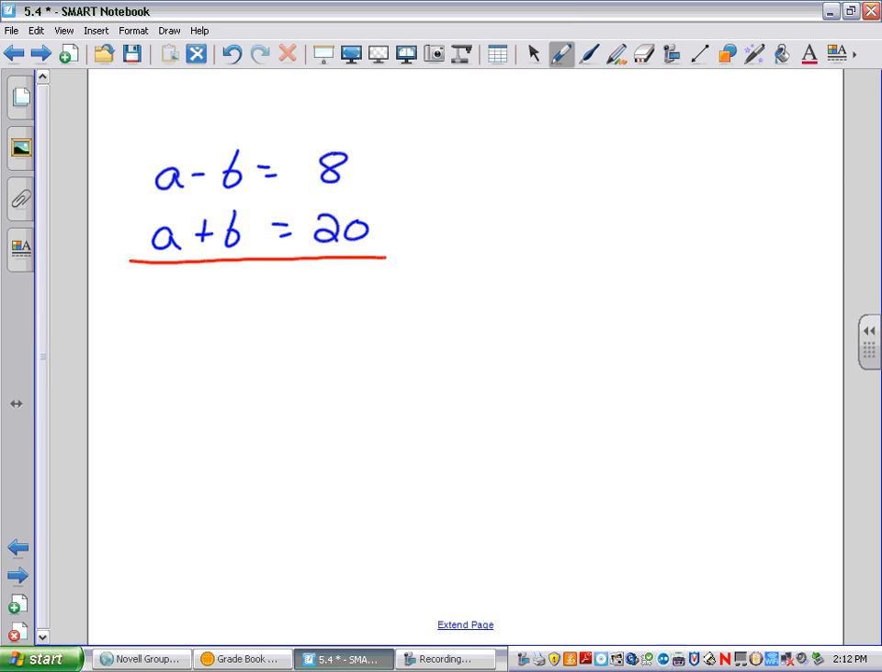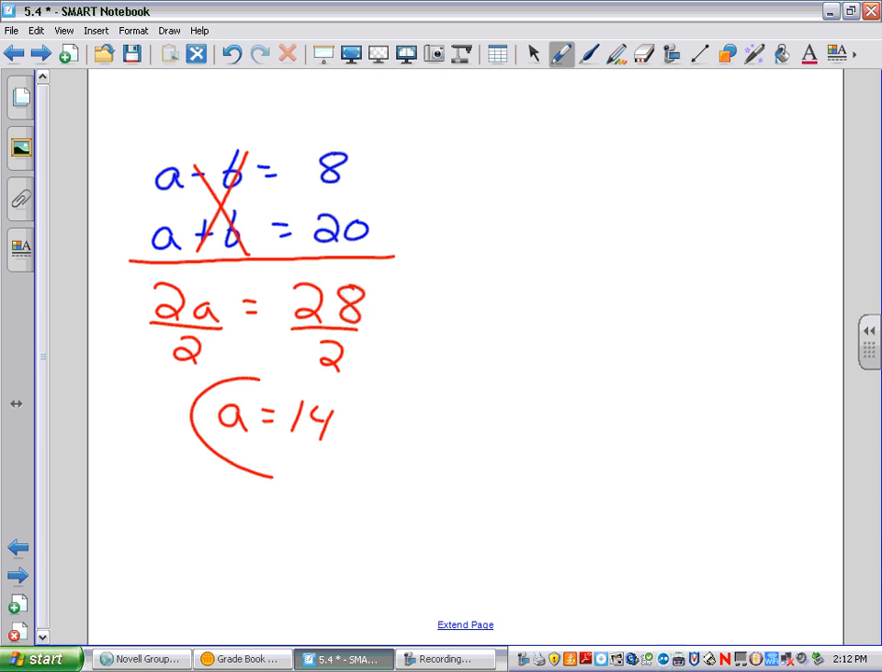With this one, you can tell my b's, I have a negative b and a positive b, so that's my eliminated column. A plus A is 2A, and that would equal 28. Divide by 2. A is 14. I'm going to take that 14 to the very top equation. Now again, I always take it to the top equation, but you don't have to. You can take it to any of the two blue equations.